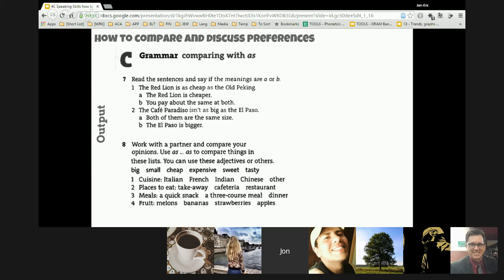Think about my example. I said French cuisine, and I said nothing is as expensive as a French restaurant, so I might choose Italian. What would you say about cuisine, place, any one you like? Fruit.